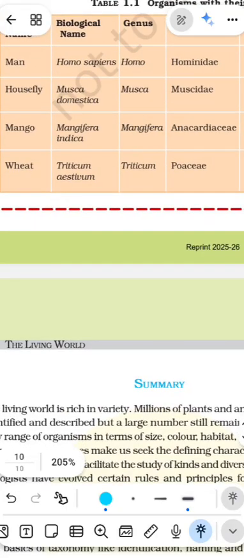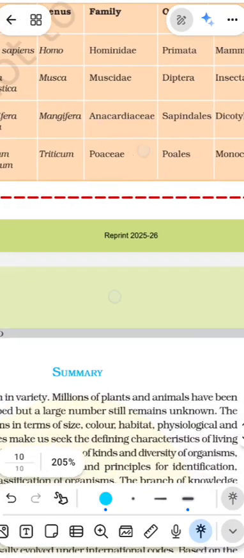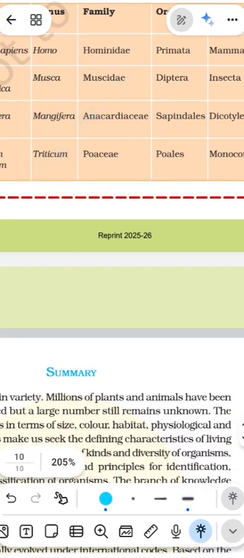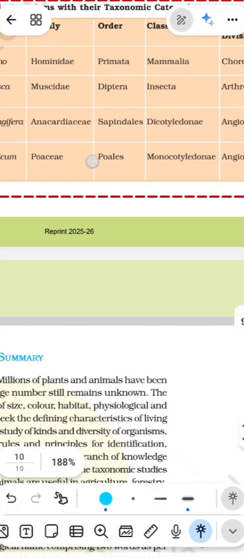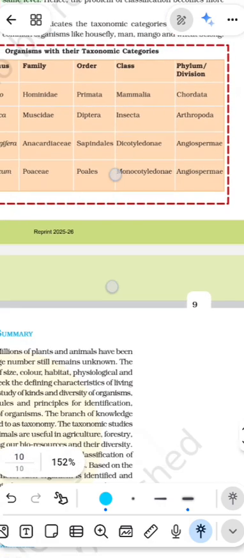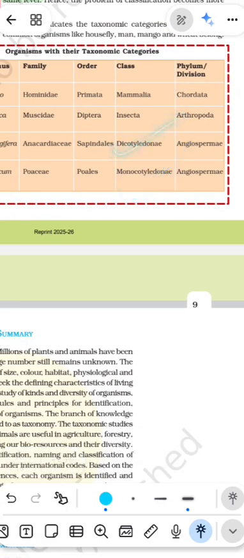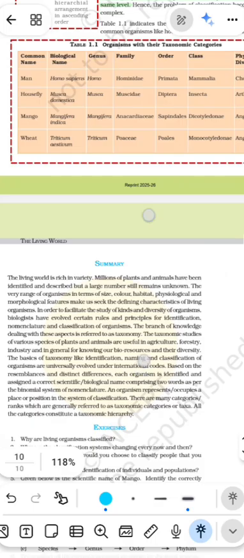And there comes wheat. Triticum aestivum. Triticum is the genus, and Poaceae is the family. We will learn about Poaceae after a few chapters. Poales is the order. Class is monocotyledon. So mango is a dicotyledonous plant, and wheat is a monocotyledon, and this is also an angiosperm.